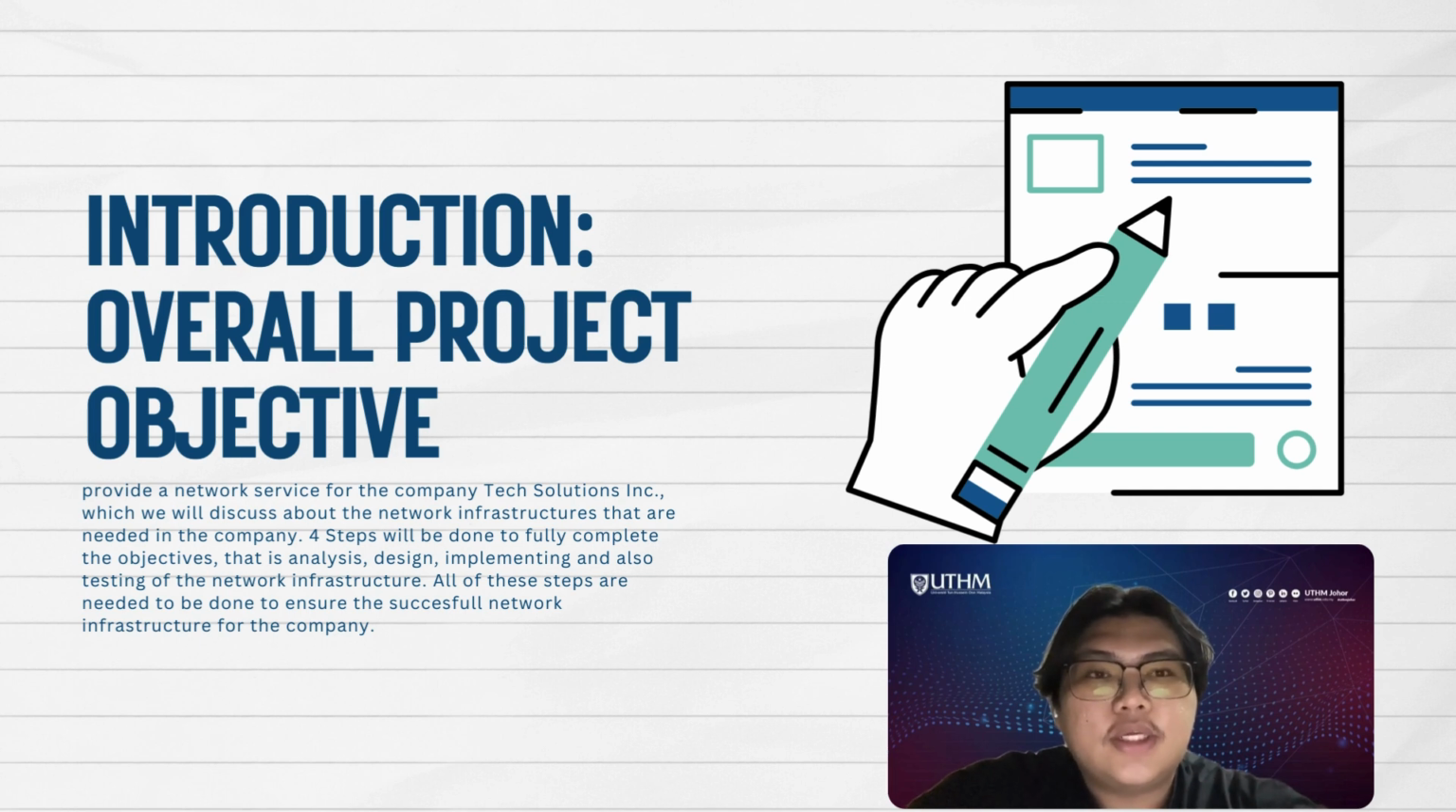Four steps will be done to fully complete the objective. That is, first, analysis, design, implementing all of the things that we have discussed, and then also testing the network infrastructure to see if it works correctly and efficiently. All of these steps are needed to ensure a successful network infrastructure for the company.